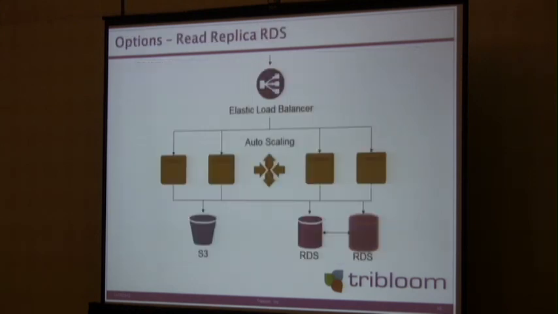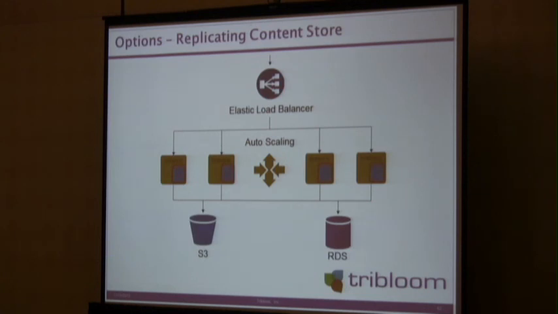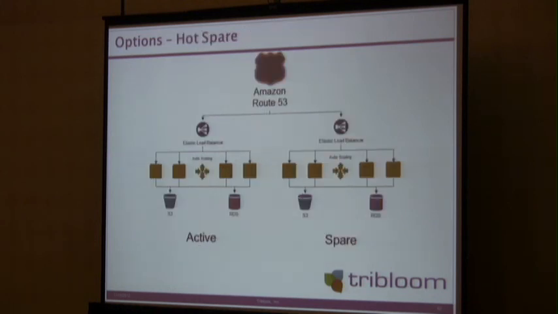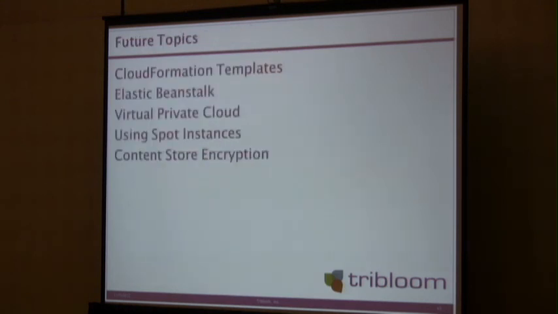Real quickly, some other things that you could do is a read replica on your RDS. That'll let you have higher read throughput, but not write throughput. You could do a replicating content store, kind of similar to a caching content store, but you've got your entire content store on your instance as well as in your S3. So it gives you a little more durability. If you wanted a hot spare, you could do something like Route 53 in front of 2 of these clusters. And once your active went down, you could go over to a spare.